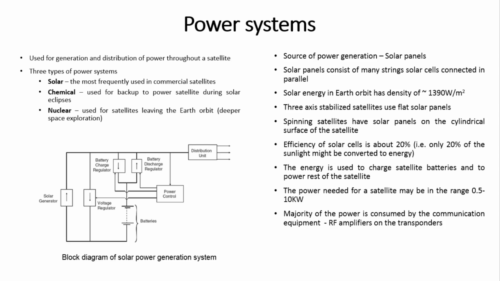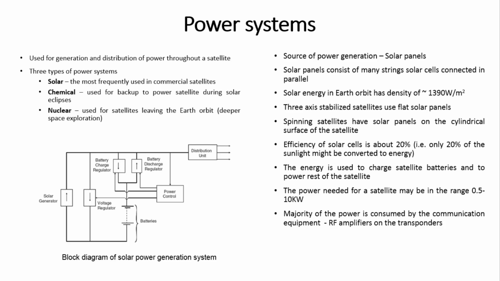The source of power generation is the solar panel. A solar panel consists of many strings of solar cells connected in parallel. Solar energy in Earth orbit has a density of 1390 watts per meter squared. Three-axis stabilized satellites use flat solar panels. Spinning satellites have solar panels on the cylindrical surface of the satellite.